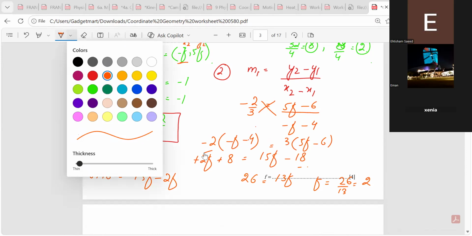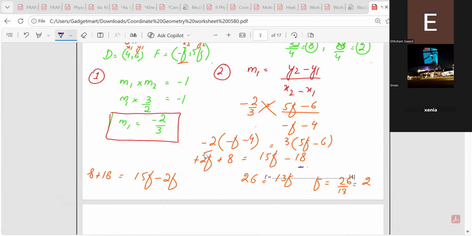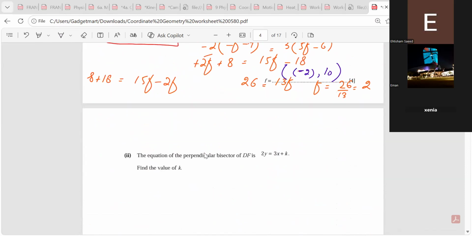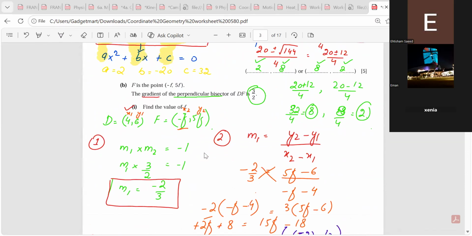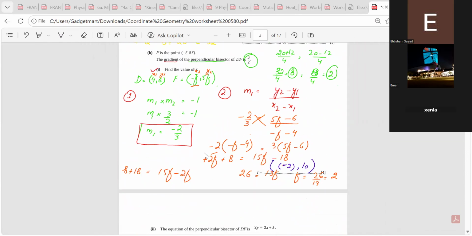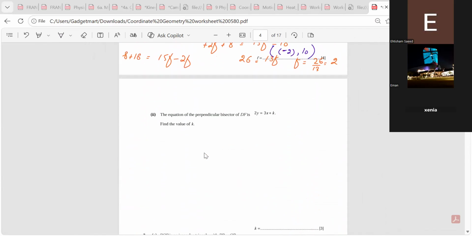Let me write it another color. This will be minus 2 and other coordinate will be 5f. So 5f means 5 2s are 10. So this is all. Minus 2 and 10 will be the coordinates. ठीक है जी? Understood? Any questions? Okay.